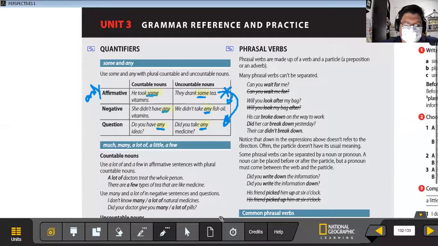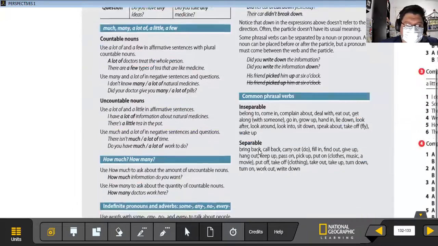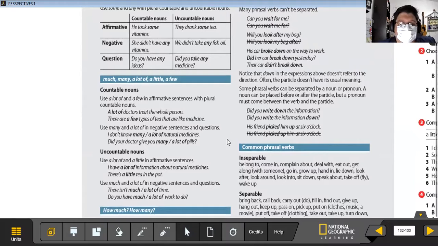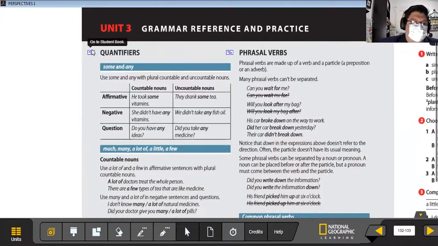The lesson for today is not really hard, but it could be a little bit challenging for some. We're going to be talking about quantifiers. If you want to know where this is in your book, you can find it on page 132. We're continuing lesson 2A.